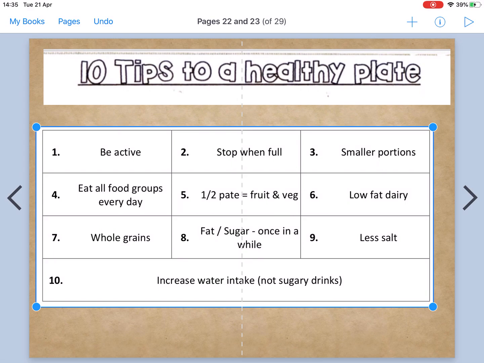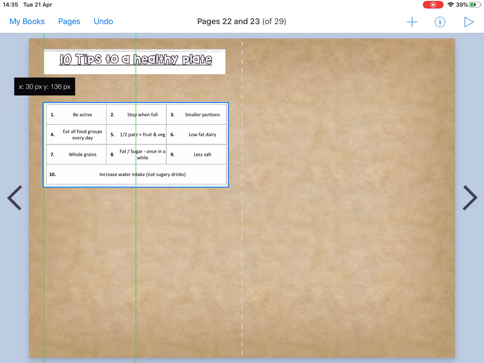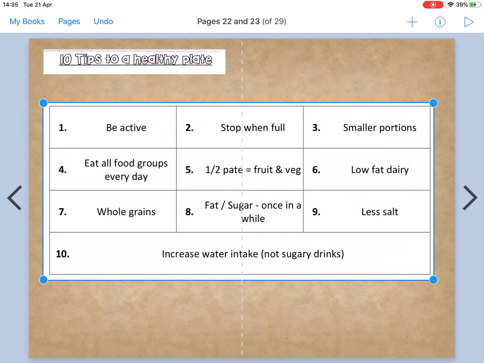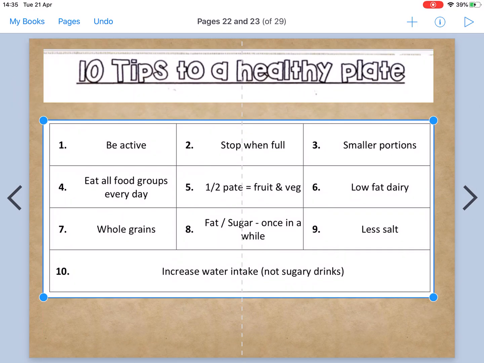I've summarized it for you so there isn't too much writing. And that's basically 10 ways that you can make sure that you have a healthy plate and that you stay healthy. Remember, you're only doing it on 1 page, so like that. But you can use the whole page for your table. Okay, I've just made it nice and big so that you don't have to use a magnifying glass to see the things there. Okay, so you can pause that and copy that into your book.